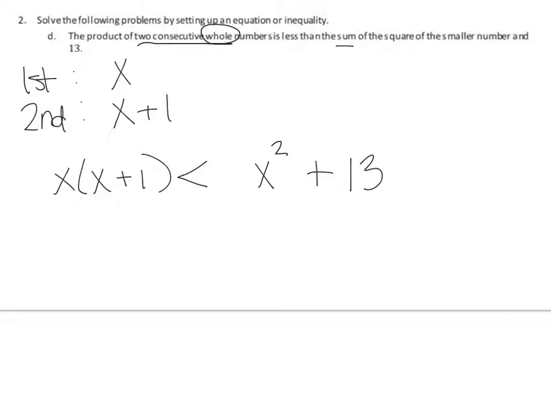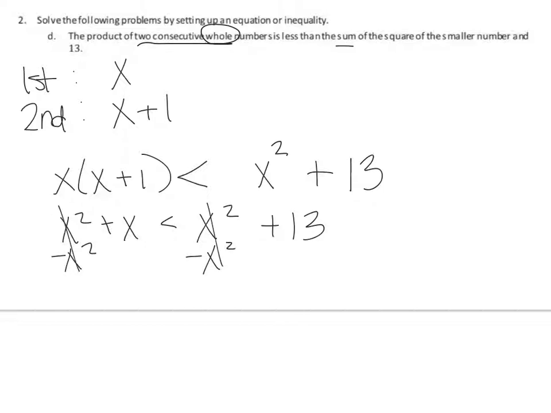Not that bad, right? All right, so distribute the left. X squared plus x is less than x squared plus 13. I'm so excited that these x squareds cancel out because it makes life easier. X is less than 13. Was it really that easy? All right, so let's check it. X is less than 13, but it has to be a whole number. So I have to go above 0, right? It can be equal to 0, so it has to be 0 or bigger and less than 13.